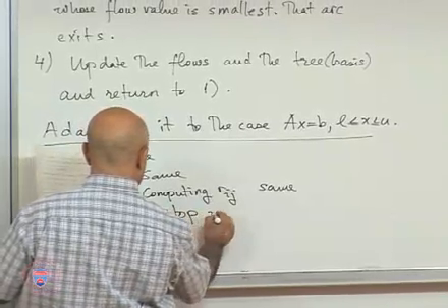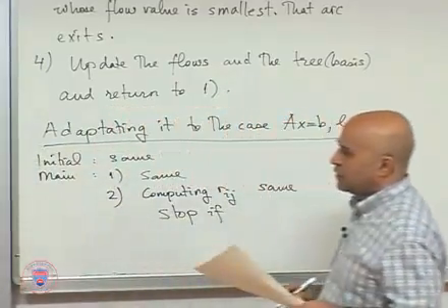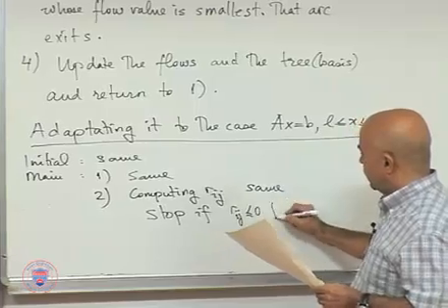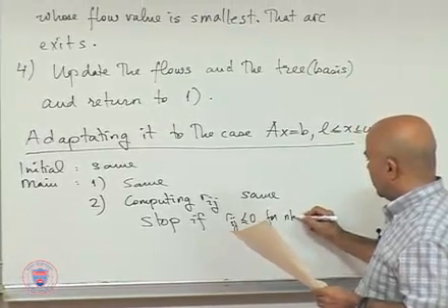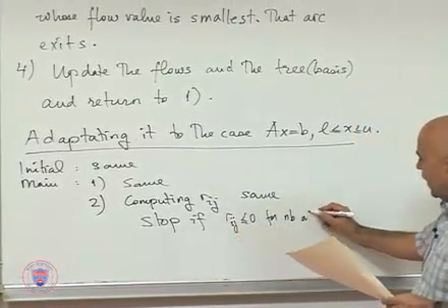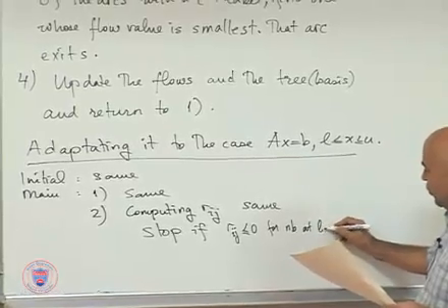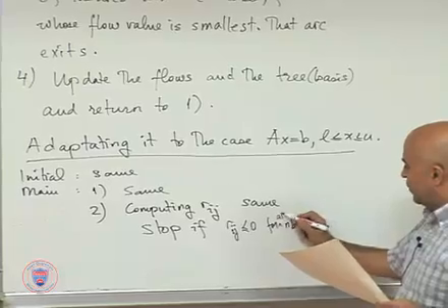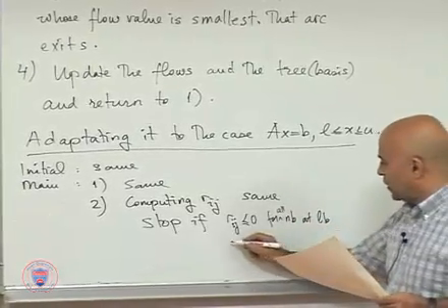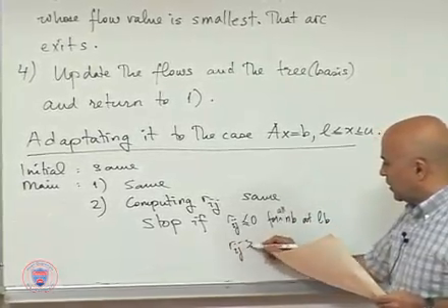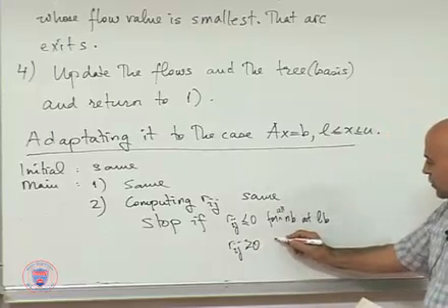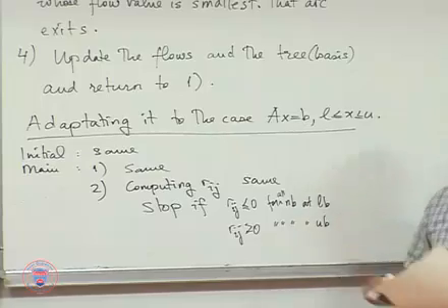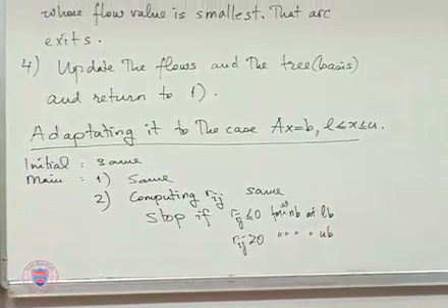Stop if Rij is less than or equal to 0 for all non-basic variables at lower bound, and Rij are greater than or equal to 0 for all non-basic variables at the upper bound. This is the only stopping criteria. Okay?